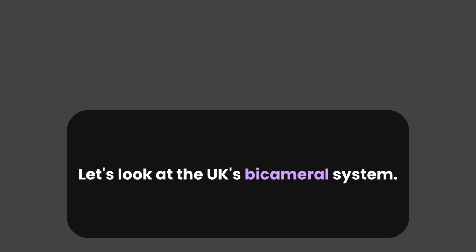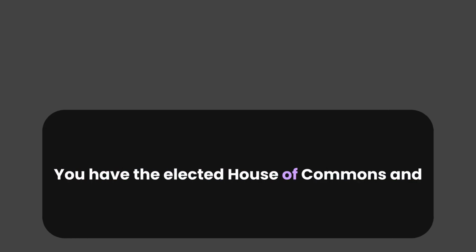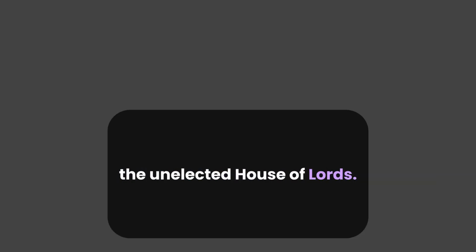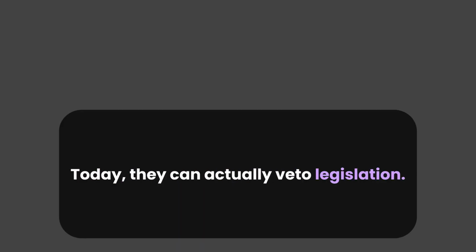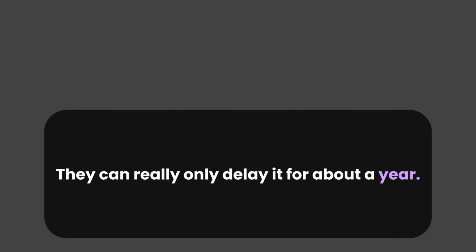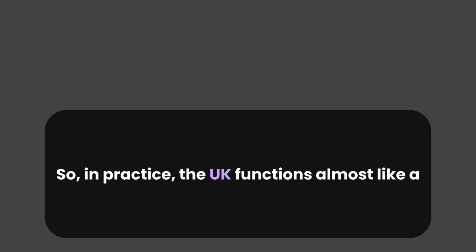Let's look at the UK's bicameral system. You have the elected House of Commons and the unelected House of Lords. But historically, the House of Lords has been stripped of almost all its teeth. Very true. Today, they can't actually veto legislation. They can really only delay it for about a year. So in practice, the UK functions almost like a unicameral system.